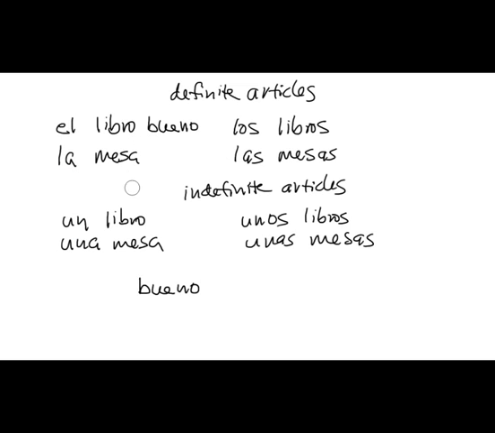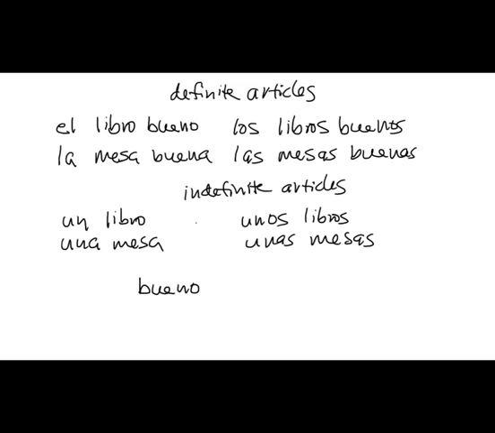Okay, so the good book becomes el libro bueno. The good table, on the other hand, becomes la mesa buena. Let's spell that, make that legible there for you. La mesa buena. Okay, and it must also agree in number. So the good book, el libro bueno, plural. The good books, los libros buenos. La mesa buena, las mesas buenas.